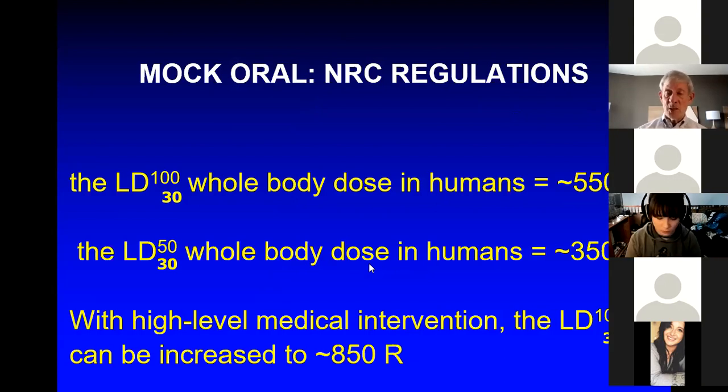So the LD 100 is about 550 rems, whole body. And the LD 50, where half the people would die, is about 350. Now keep in mind, this is for an acute dose all at one time. This is not a chronic dose.